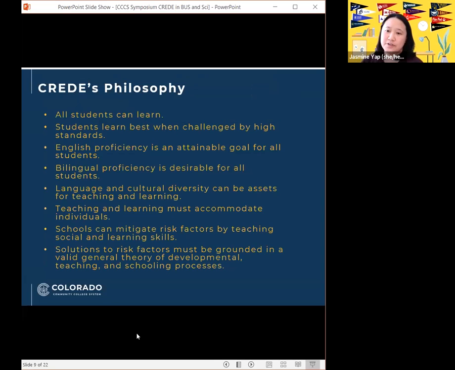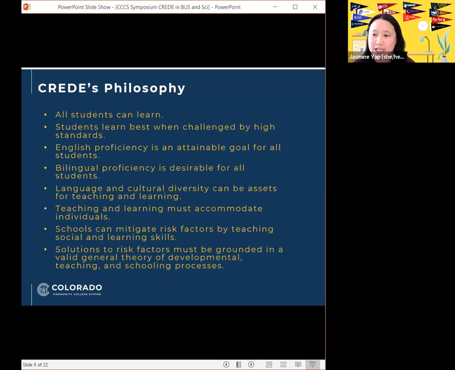And then here's CREED's philosophy. So the ethos behind CREED's work is that all students can learn. Students learn best when challenged by high standards. So when we talk about scaffolding, I think in education, sometimes there's this gut reaction to think that we are lowering standards, whereas we really want to make sure that we are helping students reach those high standards and removing barriers to doing so.